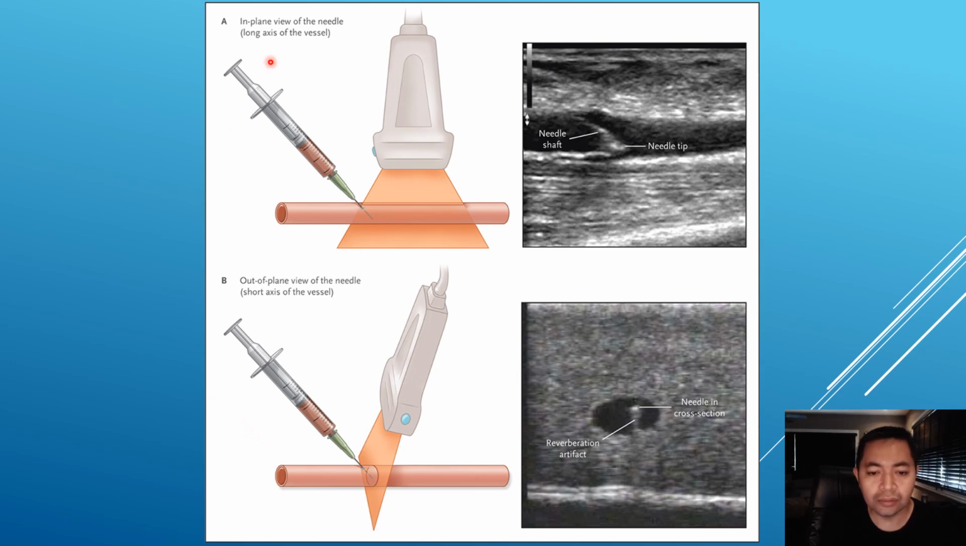These two techniques, the in-plane and the out-of-plane techniques of needle insertion, are not exclusive. A lot of times during procedures, one will have to switch between these two techniques for one to be able to see where the needle is.